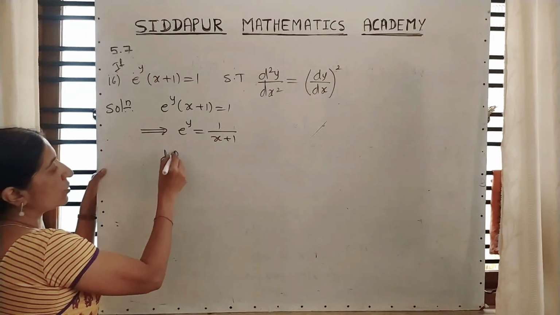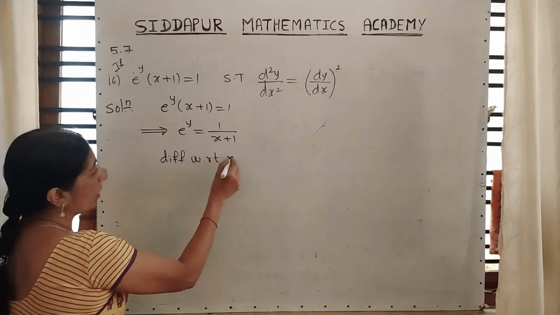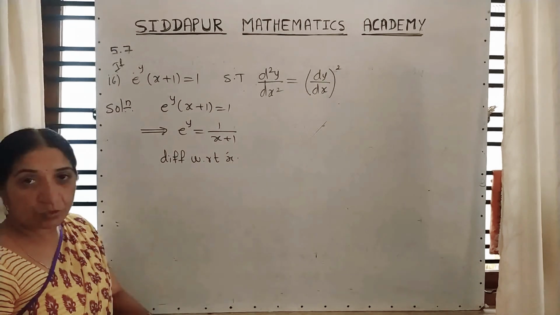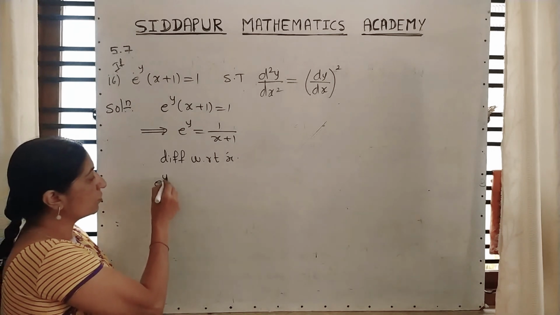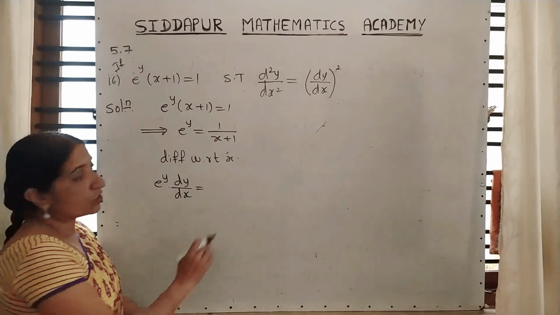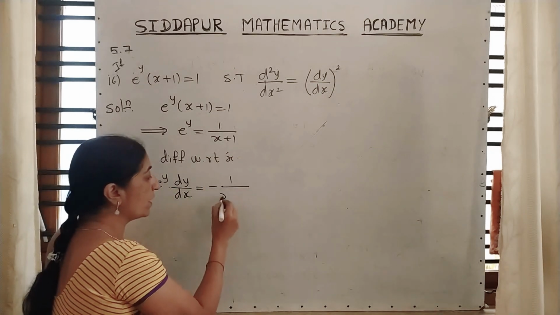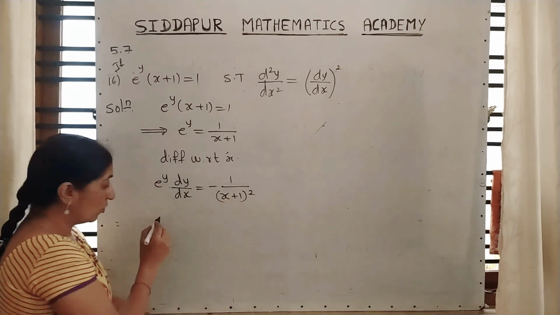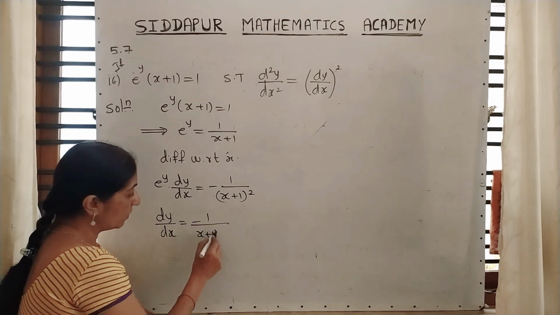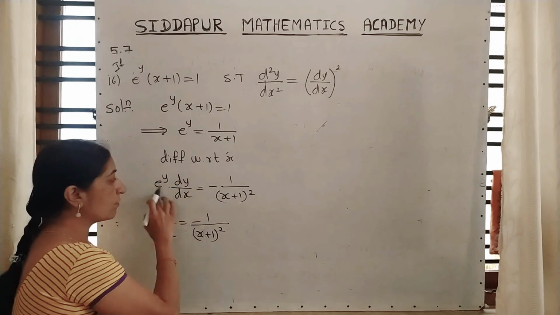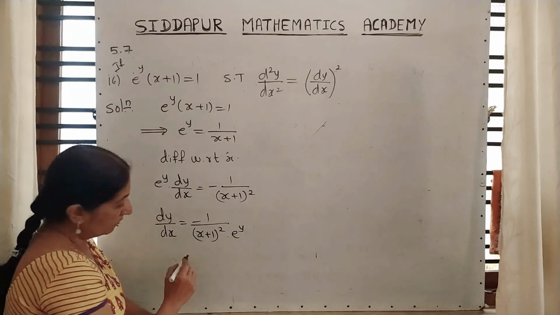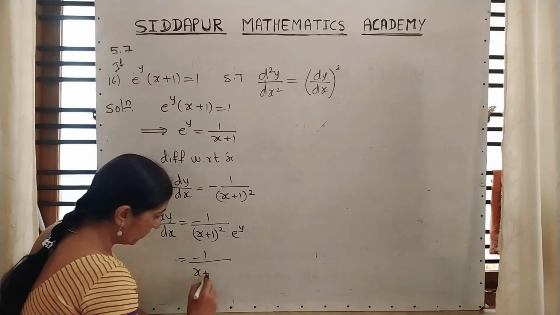Now differentiating with respect to x. Already you are familiar with implicit functions. Tell me, what is the differentiation of e raised to y? Differentiation of e raised to y into dy upon dx is equal to differentiation of 1 by x, which is minus 1 by x square. Now, what is dy upon dx? Minus 1 upon x plus 1 whole square e raised to y. This is in multiplication. Taking it on the right side, it is e raised to y. But what is e raised to y? It is minus x plus 1 whole square.